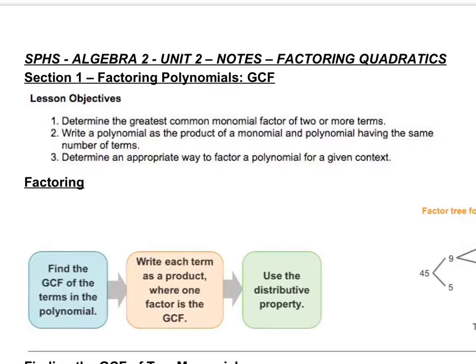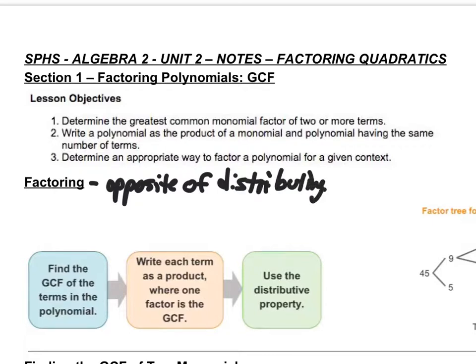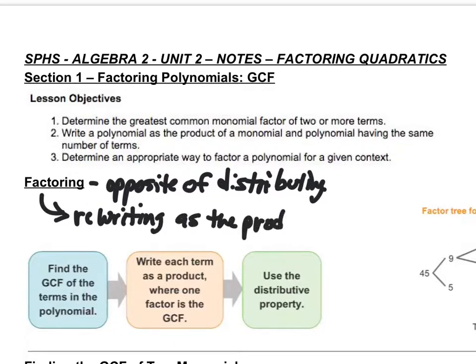So when we talk about factoring, I like to think of it as the opposite of distributing, and we'll talk more about that. But basically, factoring is, I also think of it as rewriting as the product of two numbers. Product of, and not just two, of multiple numbers.